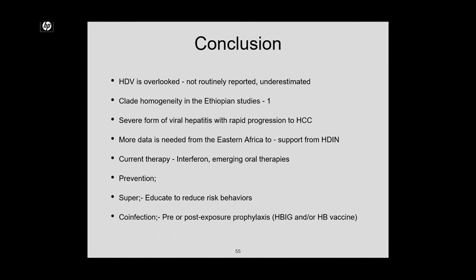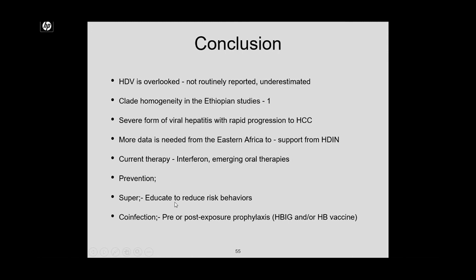So in conclusion, the hepatitis D virus is overlooked and not routinely reported. We have seen clade homogeneity in the Ethiopian studies. It is a severe form of viral hepatitis with rapid progression to hepatocellular cancer. More data is needed, probably hidden, as we expect. Current therapies we have seen, and I would like to stress prevention.